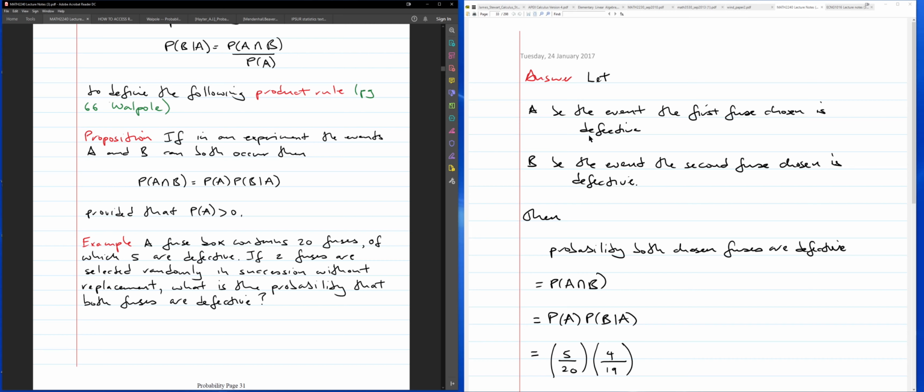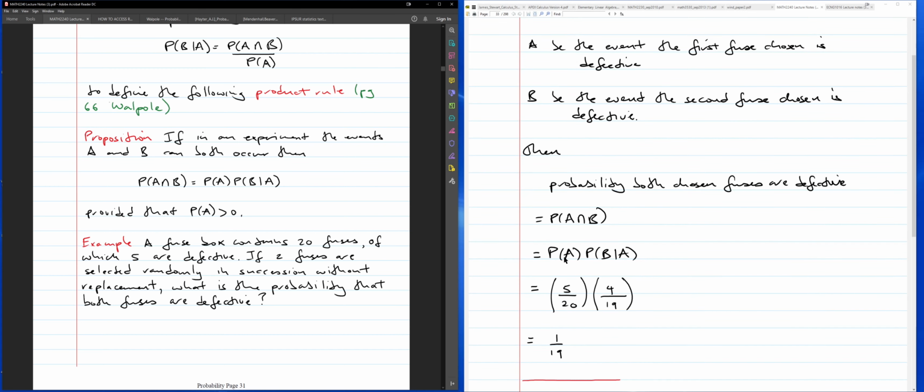So we're going to let A be the event that the first fuse is defective, and B be the event that the second fuse is defective. The probability that both fuses are defective is the probability of the intersection of A and B, so that's the event that first and second fuses are defective. To work out the probability of the intersection of these events, we're going to use this product rule: probability of A intersect B is equal to probability of A times probability of B given A.